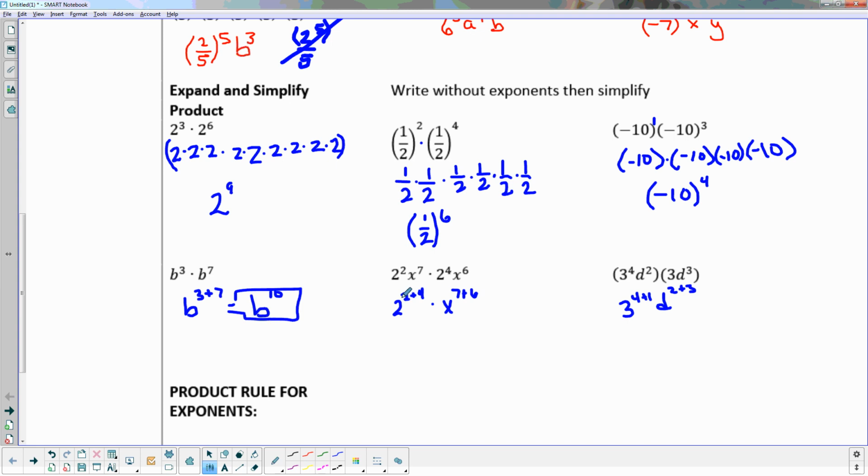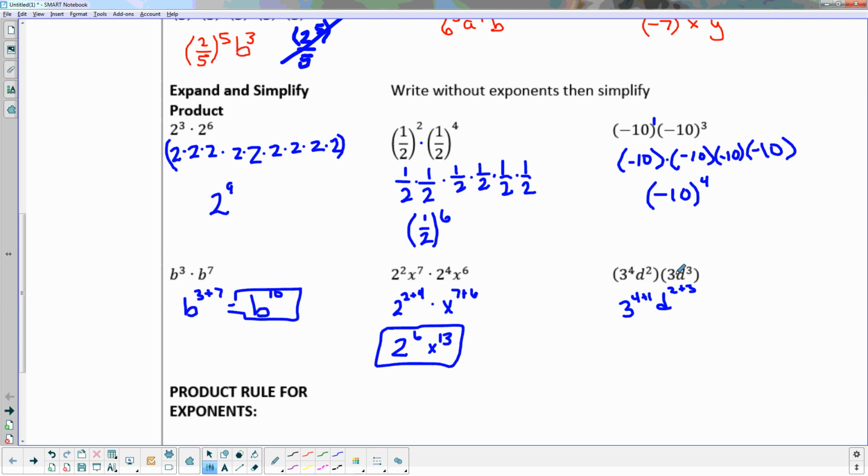Over here I have 2 to the 2nd, 2 squared, and 2 to the 4th. 2 plus 4 is 6. And then I have x to the 7th and x to the 6th. 7 plus 6 is 13. And so that would be my answer there. 2 to the 6th, x to the 13th.